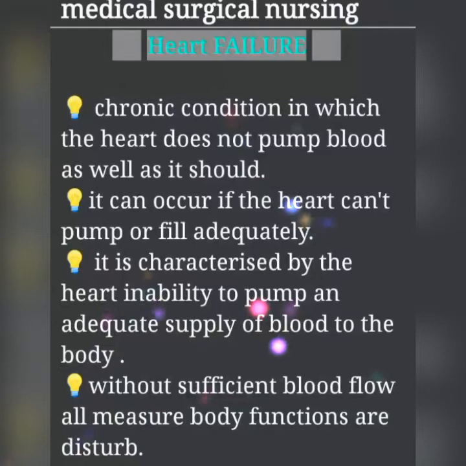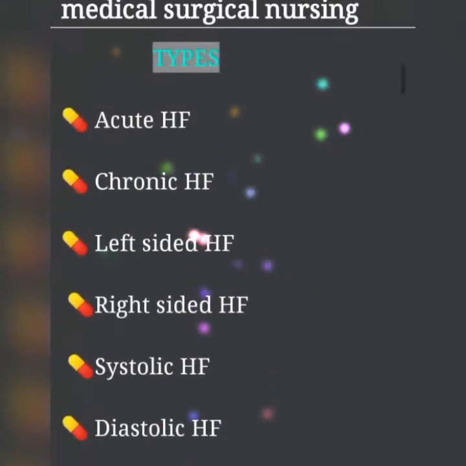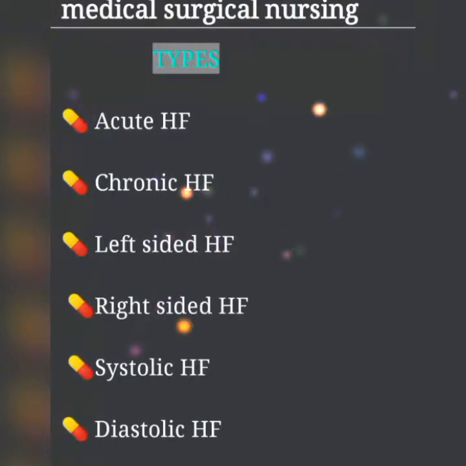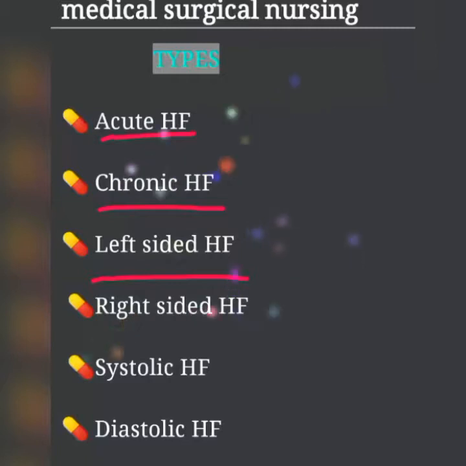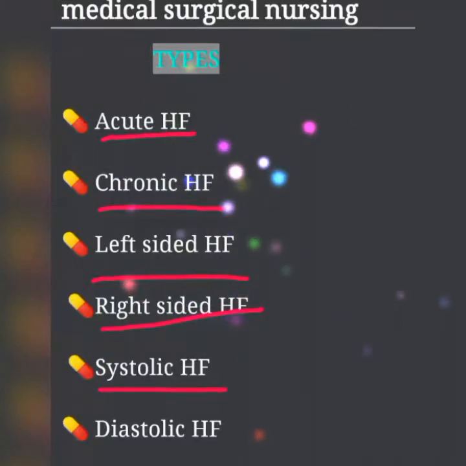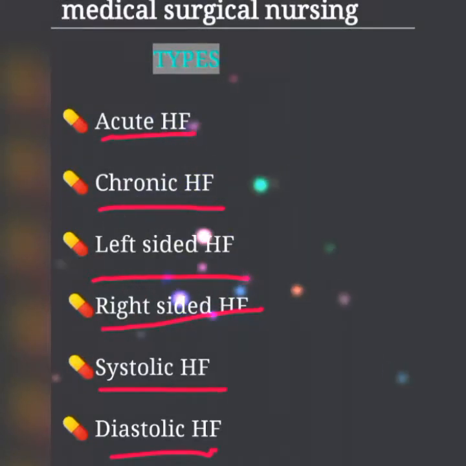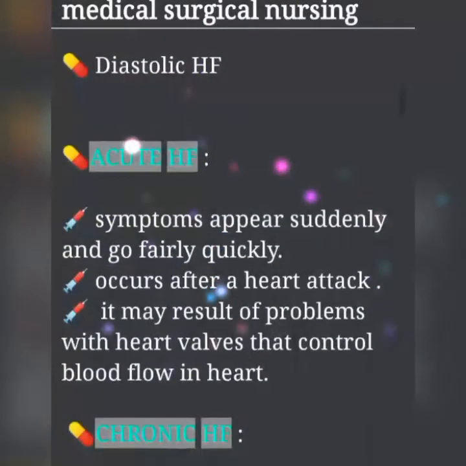So, let's discuss the types of heart failure. It is mainly of 6 types: acute heart failure, chronic heart failure, left-sided heart failure, right-sided heart failure, systolic heart failure and diastolic heart failure. Let's discuss one by one.